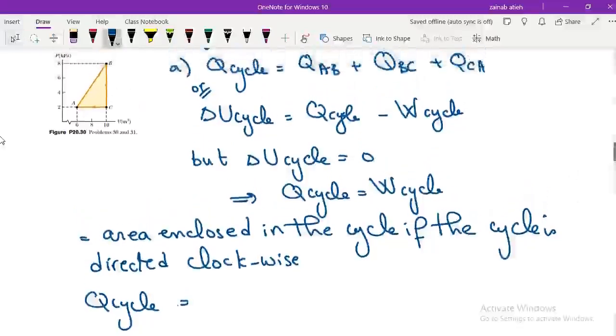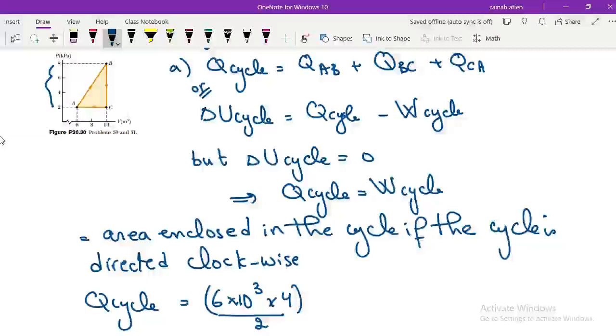Okay, so from 8 to 2, we've got 6. Don't forget the unit, it's kilopascal, so I have to multiply by 10 to the power 3. The base is from 6 to 10, so I've got 4, times 4, divided by 2. So this is the area of the triangle, which is equal to 12 times 10 to the power 3 joule. And this is the work of the cycle.